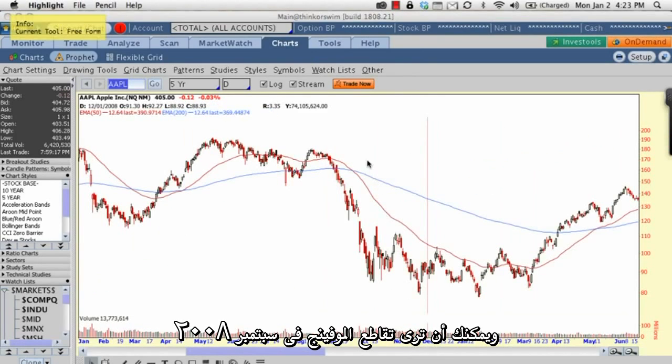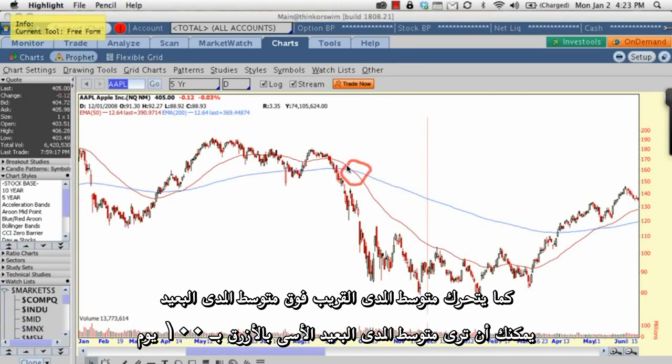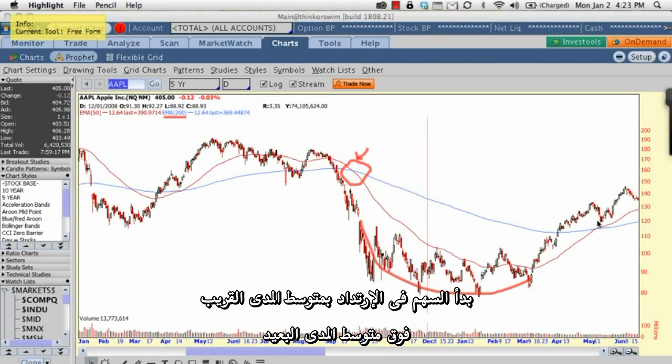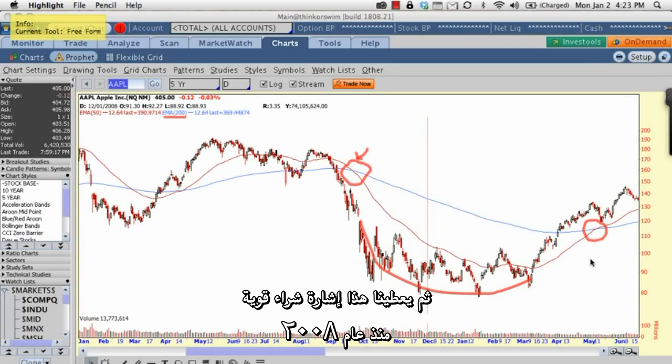And you can see that we got a moving average crossover back here in September of 2008. So as the shorter term moving indicator crossed below the longer term, and you can see the longer term is here in blue, this 200-day exponential moving average, that again would give us our sell signal. And you can see that was a pretty good sell signal and kept us out of all of this mess down here. Now, as the stock starts to rebound and the shorter term indicator moves above the longer term, that gives us a buy signal right here. And that would have been a pretty good buy signal leading into a nice rally in 2008 for Apple.